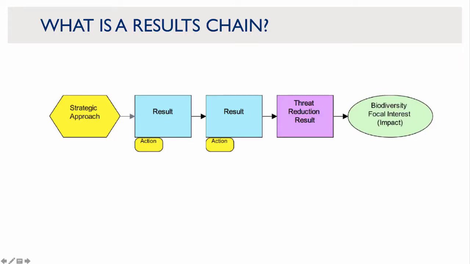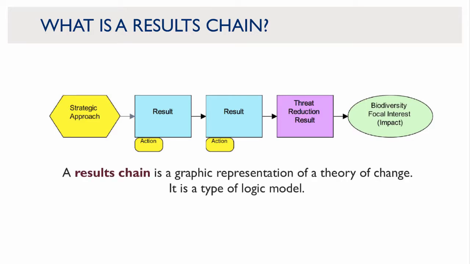So, what is a results chain? In its simplest definition, a results chain is a graphic representation of a theory of change that uses a series of color-coded shapes and arrows. It is a type of logic model. All results chains communicate a theory of change, but as we explained in the previous presentation, not all theories of change have to be in results chain form.